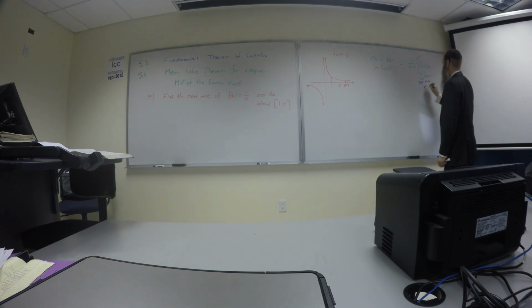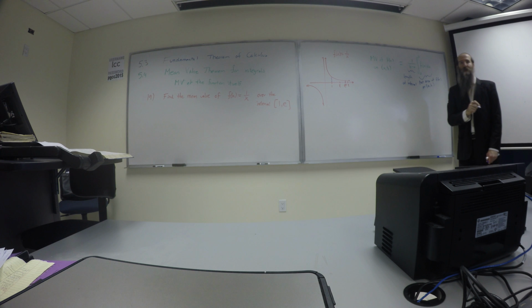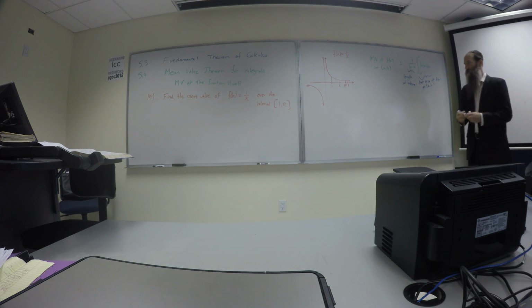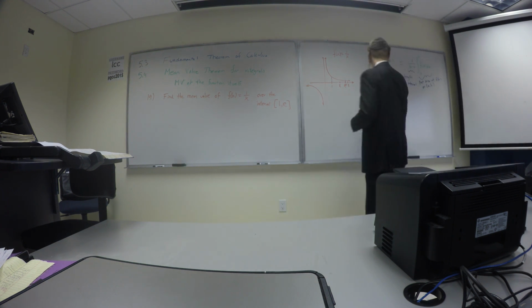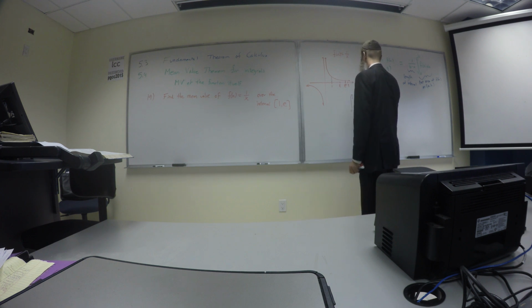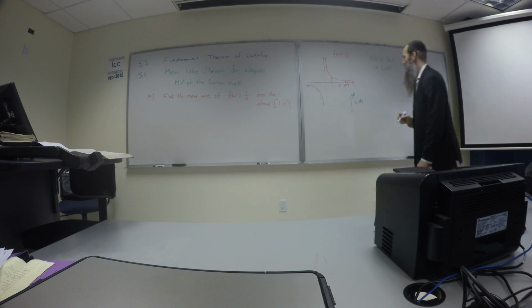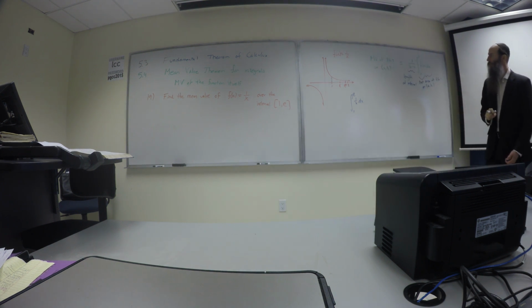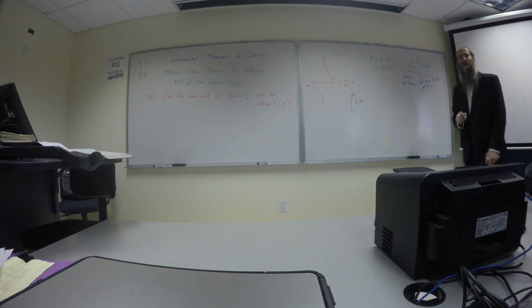Net area on [a, b] divided by length of interval. Okay? That's what it means to be the average value of the function. So first let's find the integral. So we need to find the integral from 1 to e of 1 on x dx. That will be the right-hand portion of the mean value. Then we'll just divide by the length.